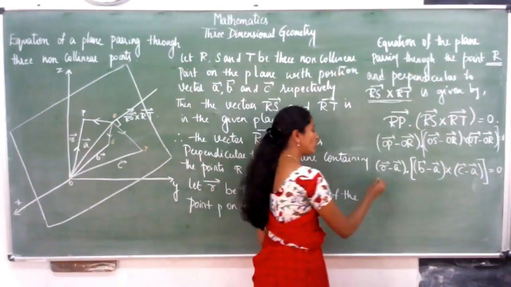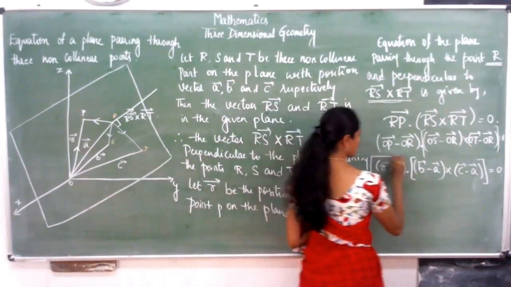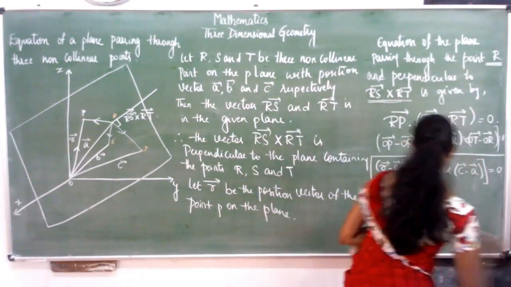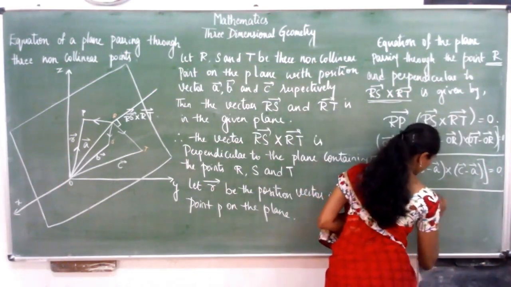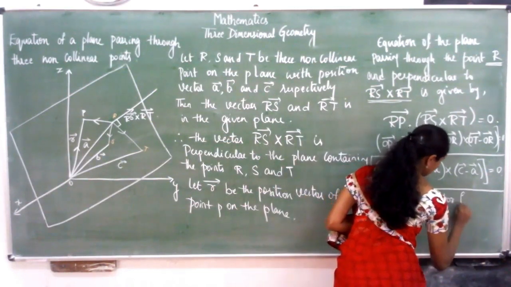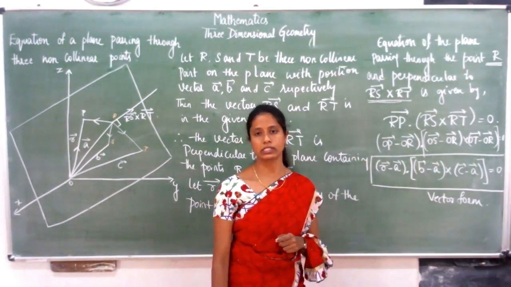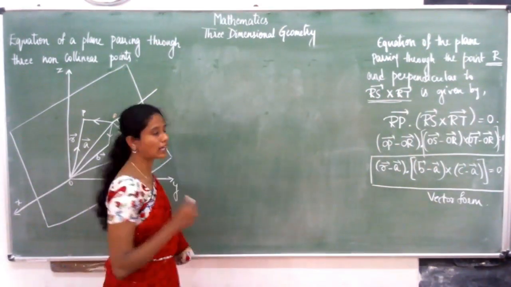This is your vector form of the equation of the plane passing through 3 non-collinear points. Vector form of the equation of the plane passing through 3 non-collinear points. Now let us derive its Cartesian form.